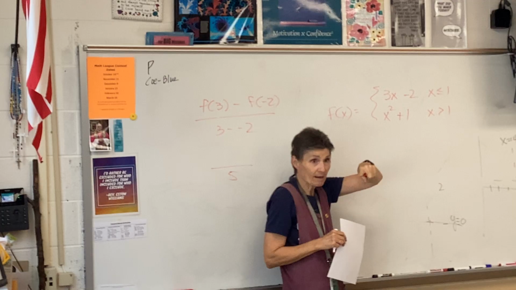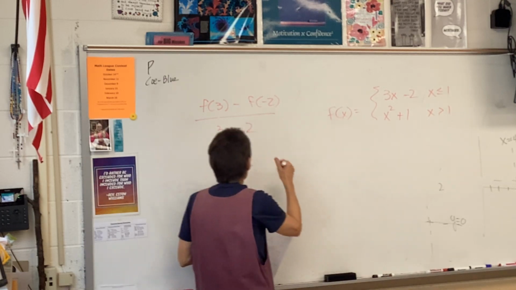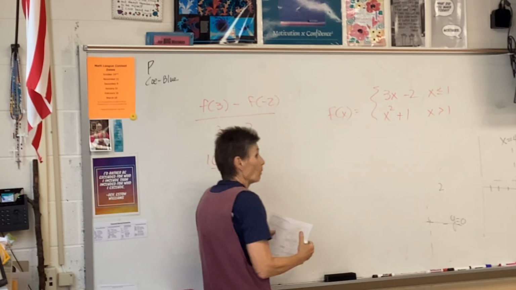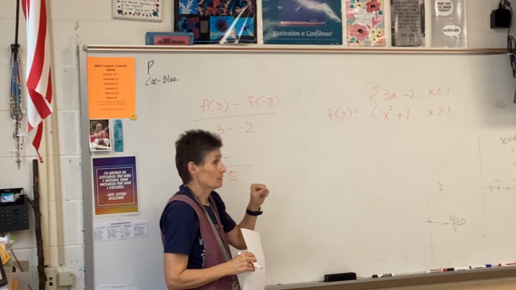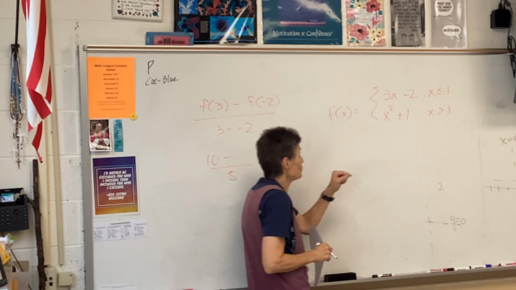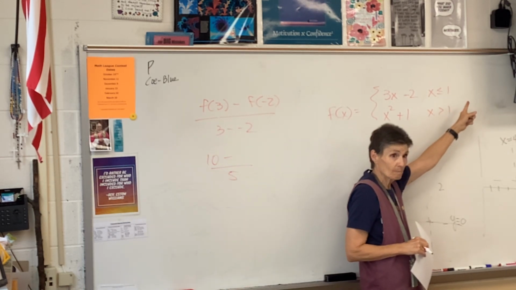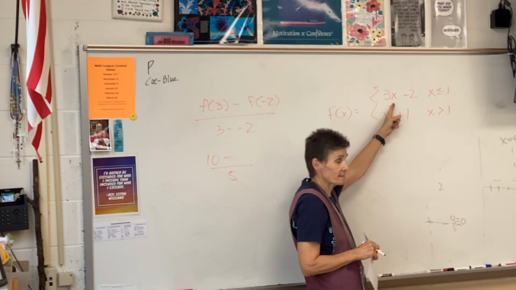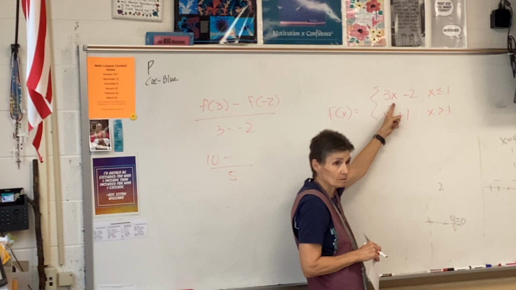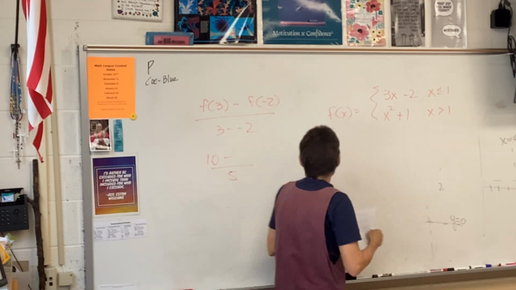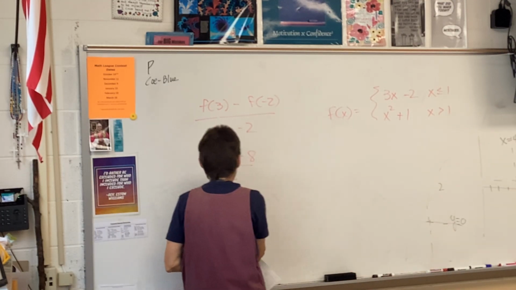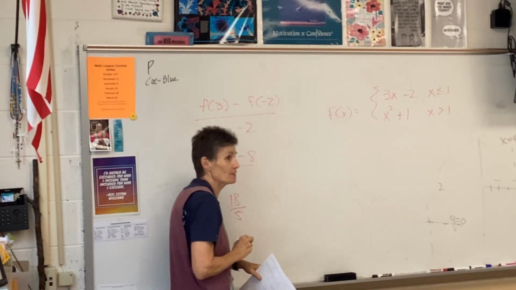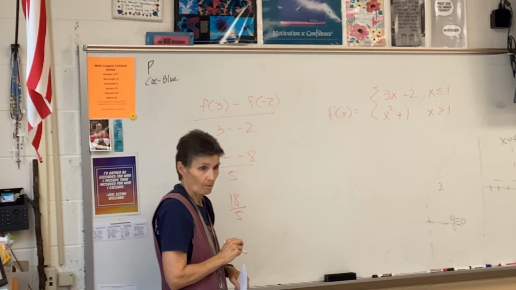Does this make sense to everyone? So that's going to be 10. Now, what about negative 2? Now, negative 2 is less than 1, so we'll use that definition. So what's f of negative 2? Negative 8. I got 18 over 5. What about you? Everybody good?